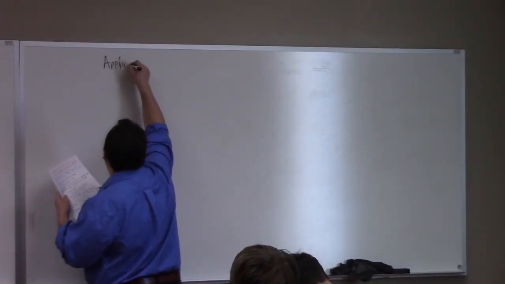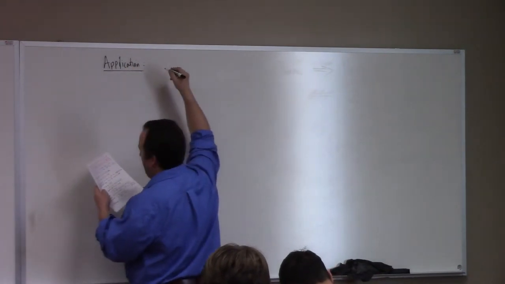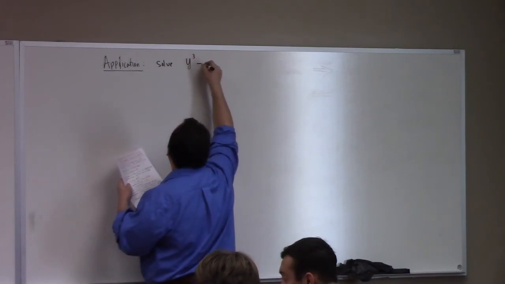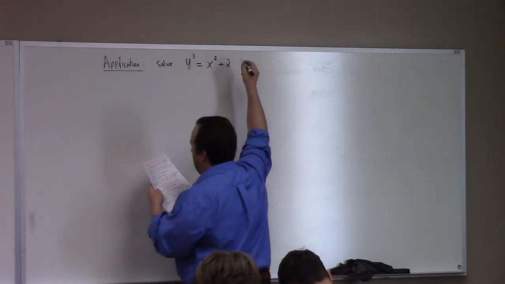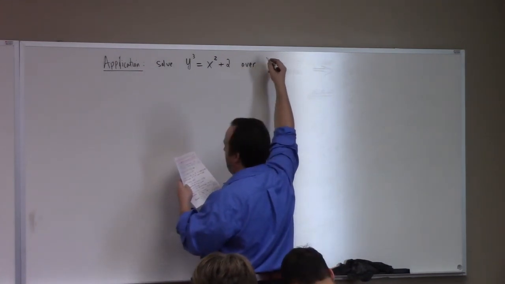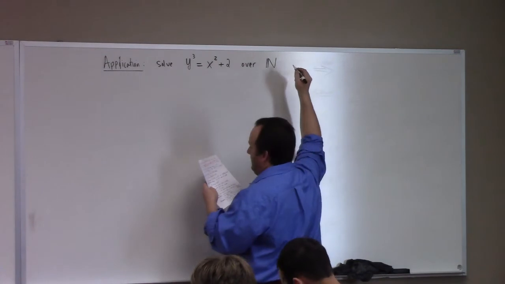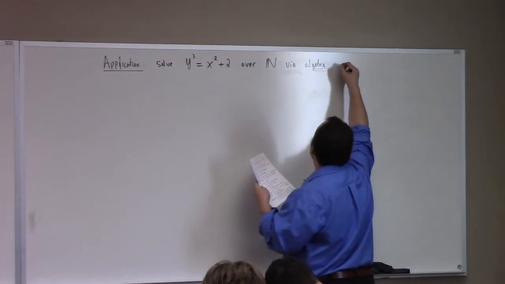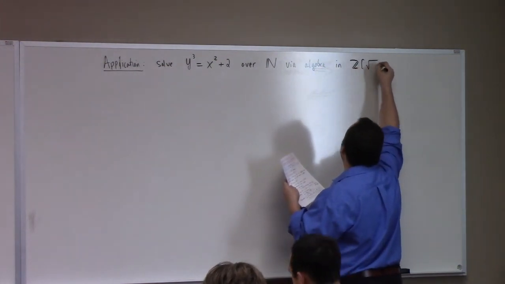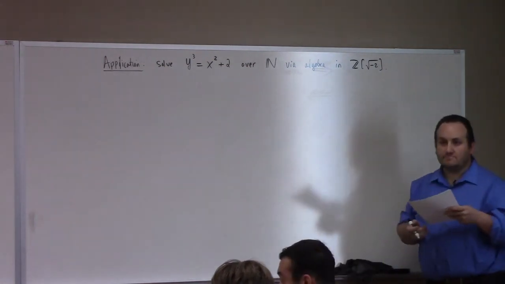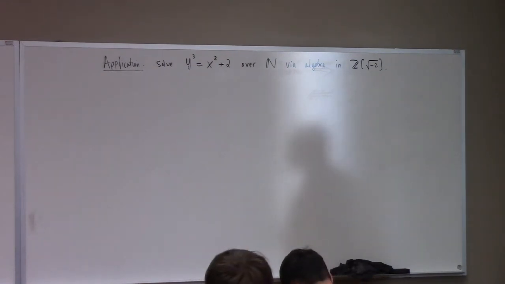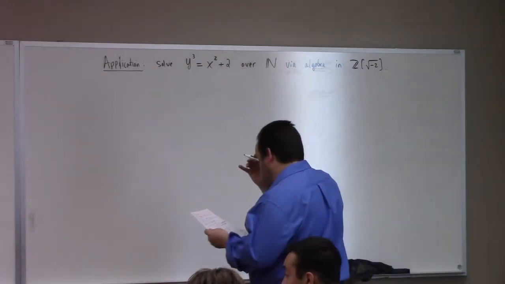All right. So here's the application. We're going to solve y cubed equals x squared plus 2 over the integers, well, let's say over the natural numbers, via algebra in Z adjoin square root of minus 2. Let me show you how this goes. This argument goes back to Euler. Not my idea. This is an 18th century thing.